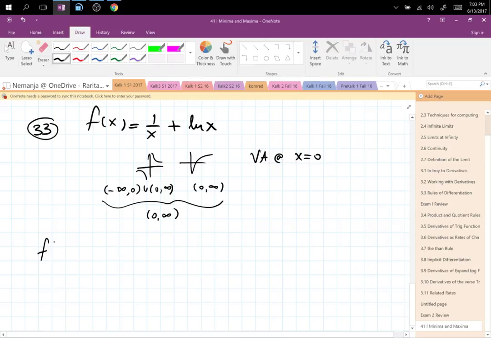So what's the derivative? We have negative 1 over x squared when we take the derivative of 1 over x. And then the derivative of ln x is? Very good. Now what do we do? Except yawning, what else do we do? We set it equal to 0. And then we solve the equation.